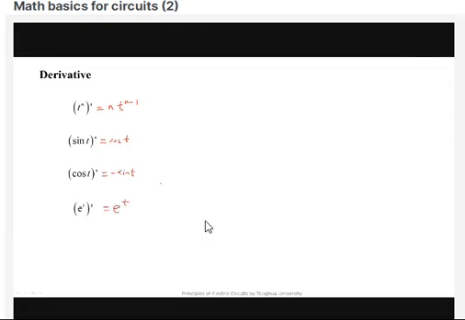You will learn the derivation of these conclusions in calculus course. We just list some conclusions here, and they are easy to remember.